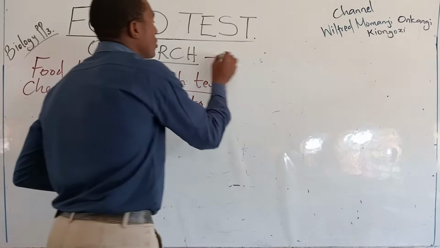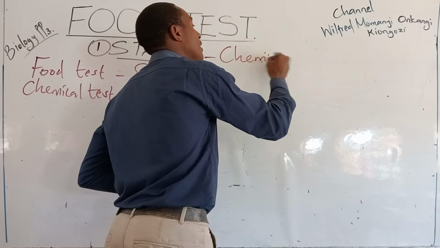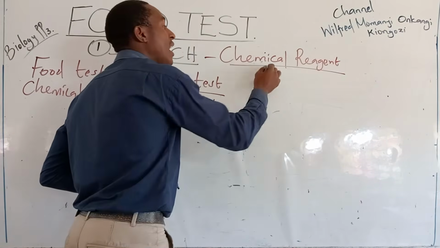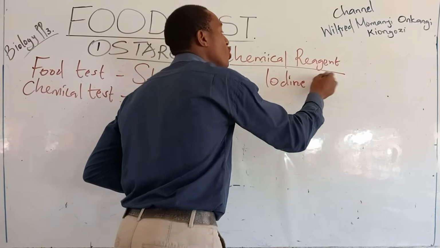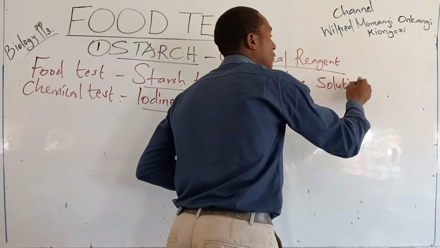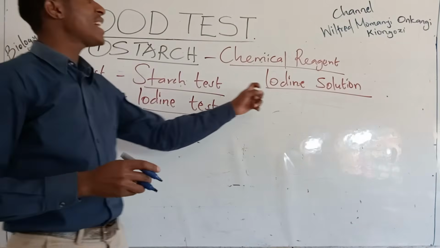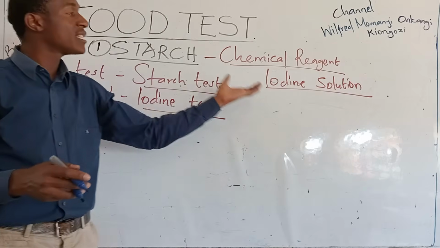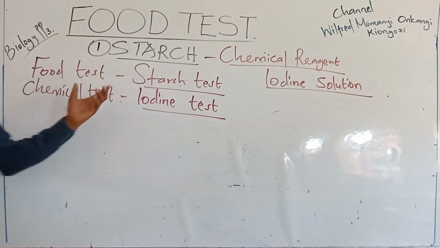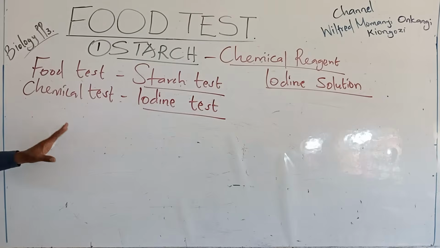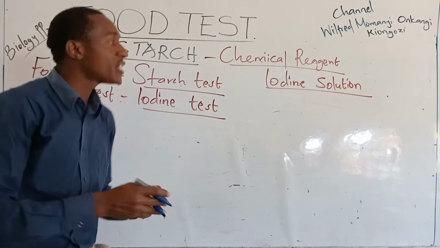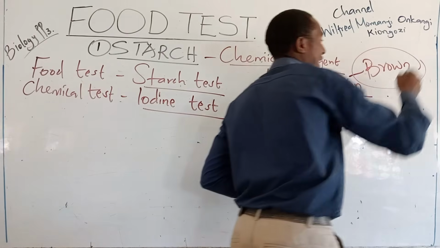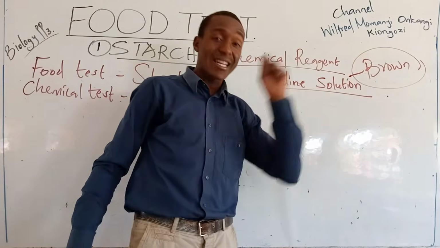The reagent that we use, chemical reagent, is iodine solution. Please don't write iodine without solution, because iodine can be in crystal form. And when it is in crystal form, you cannot understand or even be able to test for starch. So iodine solution, which is brown in color. There is an importance of understanding the color of that solution.